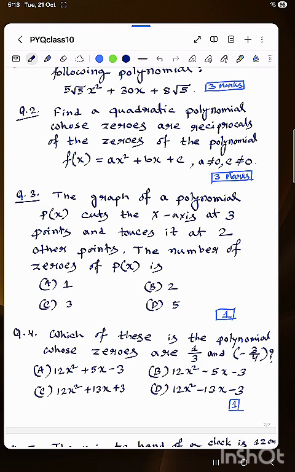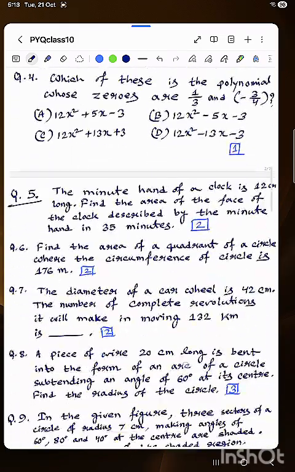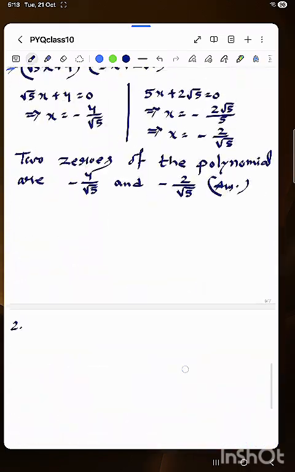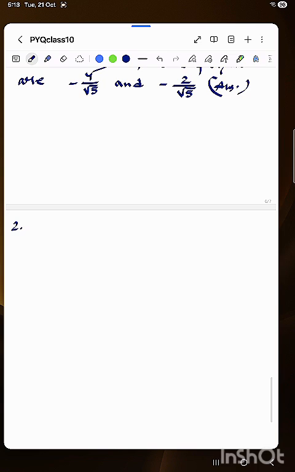In case you didn't write it, finish it, just pause the video and note it down, then again come to the solution. Okay, so second question.